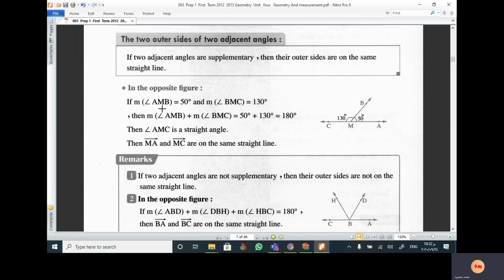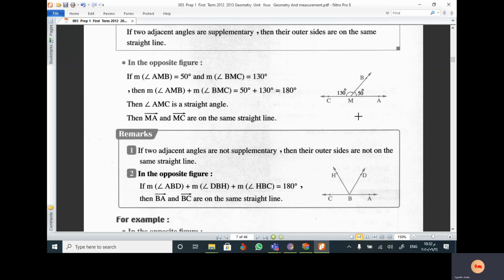You can see here, this angle is 50 and this angle is 130. If you find the sum of the angles, it will be 180. So this angle is a straight angle. So ray MA and ray MC are on the same straight line.